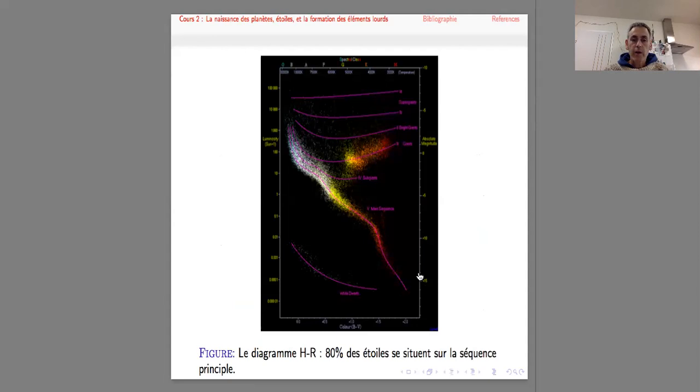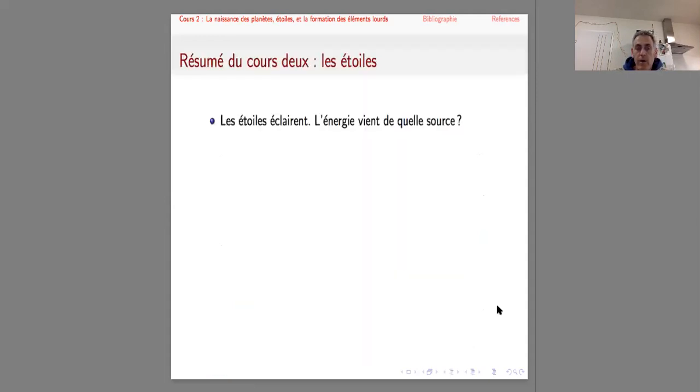Here's another example of a Hertzsprung-Russell diagram with lots of stars on it, and most of them falling on this main sequence line. But we have some red giants up here, and I haven't talked about the white dwarfs here.